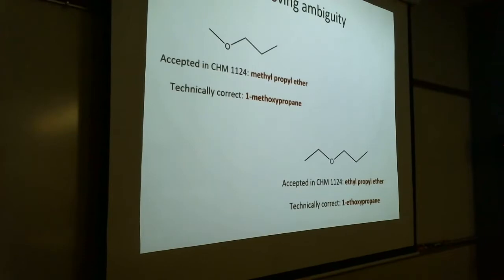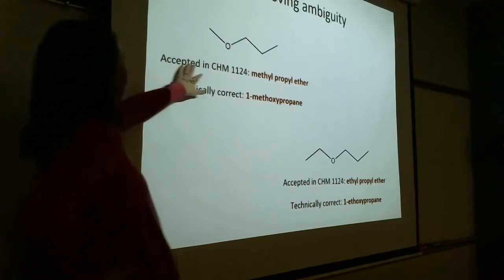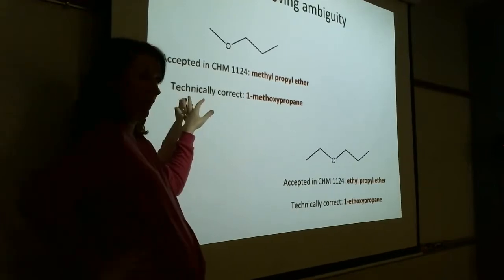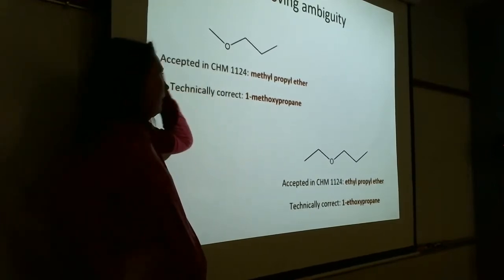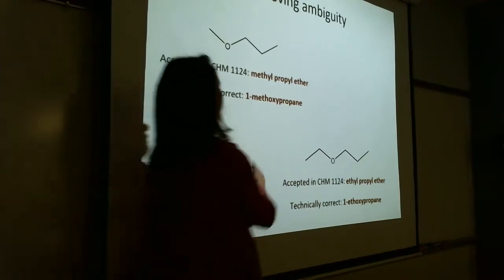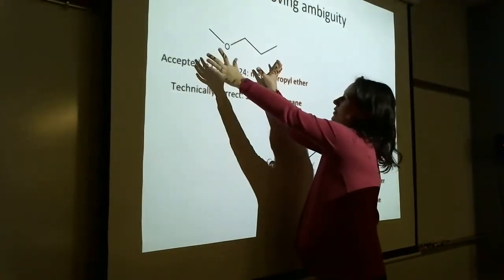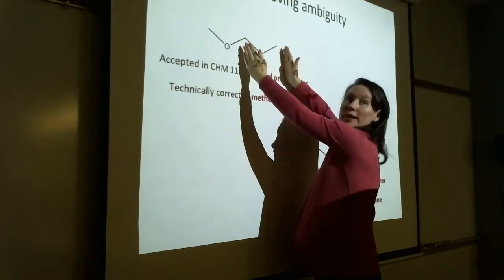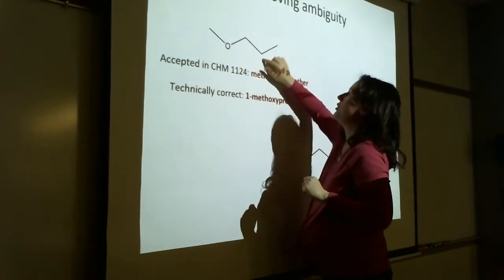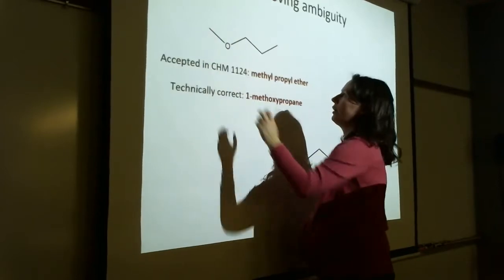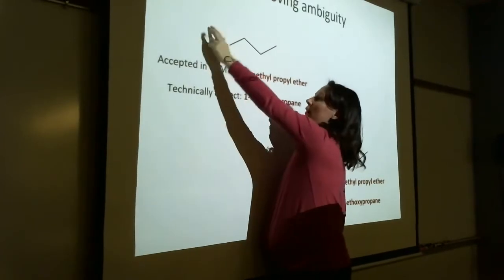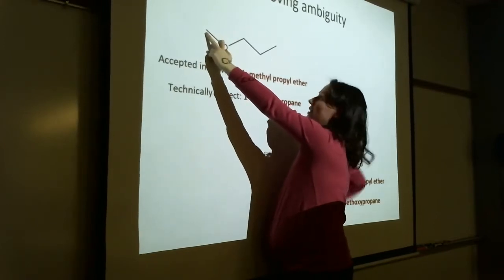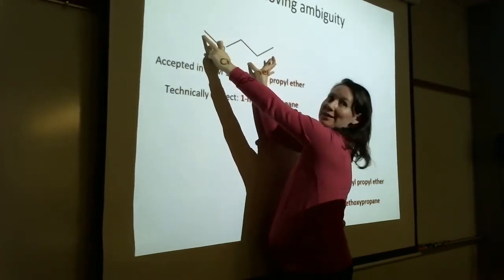Now, again, your book uses this format, methylpropyl ether, but here is the technically correct name. You look at the two sides, and you say, okay, which side is bigger? Obviously, this side's bigger, right? 1, 2, 3 versus 1. So we're going to consider this OCH3 a substituent on this.